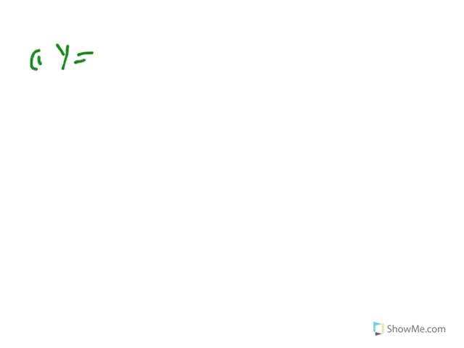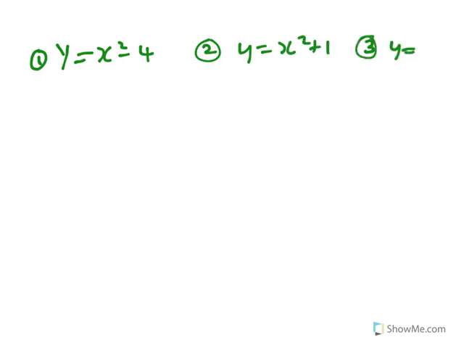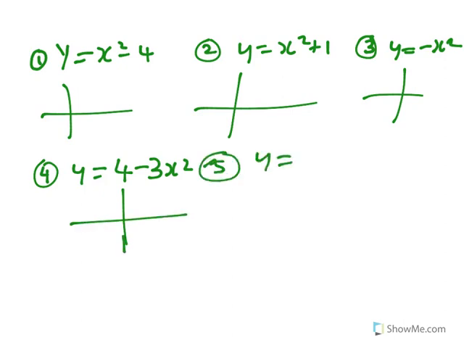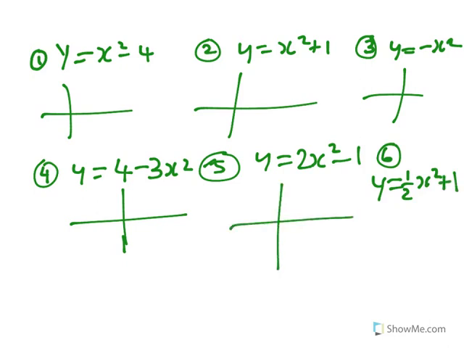So let's have a look at a couple of graphs and let's just see if you can quick sketch them. You could pause the video if you want, just to see how you go, and then I'll do the solutions. 4 minus 3x squared, that's a bit harder one. And let's go 2x squared minus 1, and then y equals a half x squared plus 1. So what do you think that those graphs look like? And got to think about why.